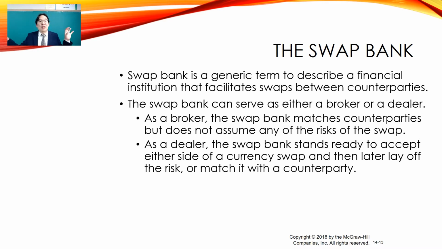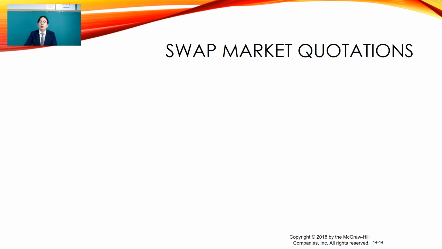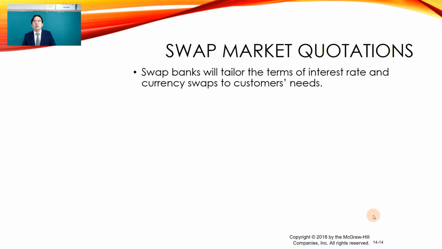So it's just a matchmaker and then bye-bye. Matchmaker, bye-bye. That's a broker. Okay? A dealer is one who buys or sells it. Okay? That's the difference over here. Swap market quotations. Swap banks will tailor the terms of interest rate and currency swaps to customers' needs.